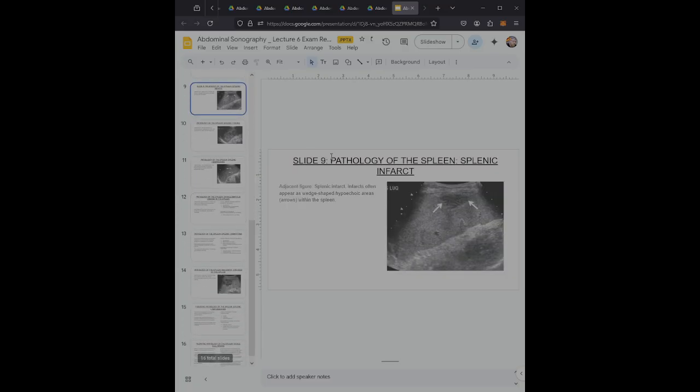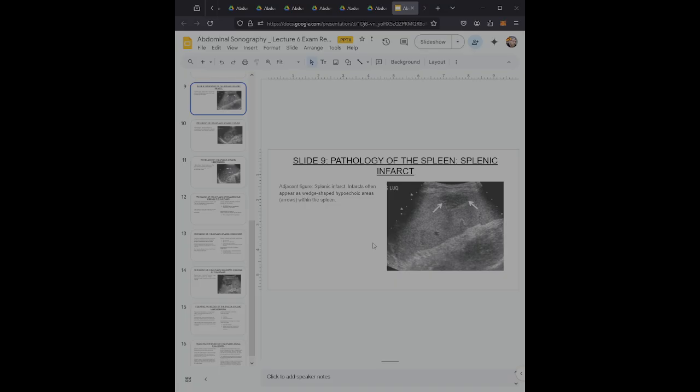Splenic infarcts. Tissue that has been deprived of oxygen will eventually die, and this is referred to as an infarct. Infarct in the spleen can be caused by sickle cell disease, bacterial endocarditis, tumor embolization, vasculitis, and lymphoma. Clinical findings of a splenic infarct include sudden onset of left upper quadrant pain. Sonographic findings include, in cases of acute infarct, hypoechoic wedge-shaped masses within the spleen, and chronic infarcts are hyperechoic, wedge-shaped.